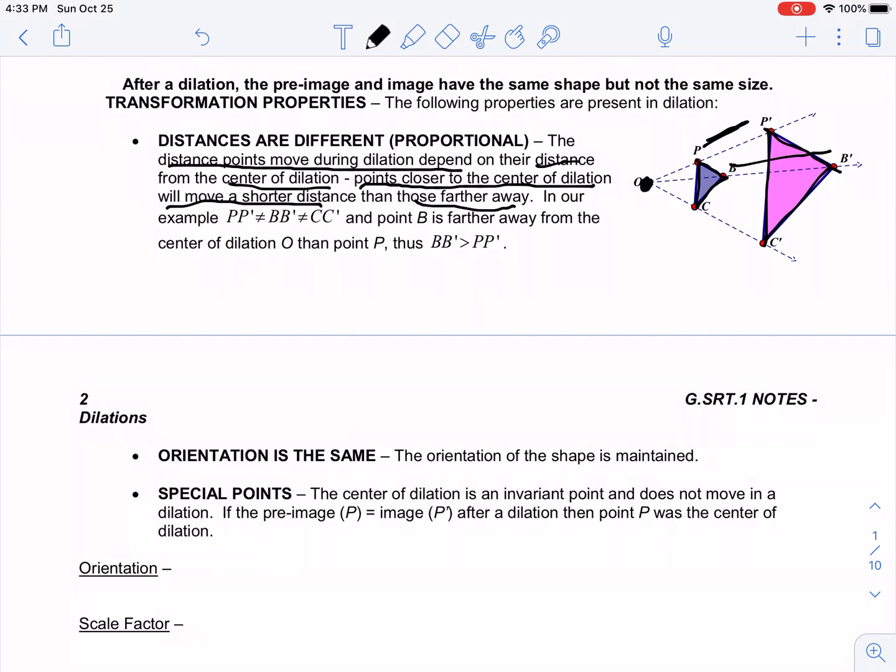In the example, they say that the distance P prime is not the same as B prime, which is not the same distance as C prime, okay? Point B is further away in our original image, further from our center of dilation, and therefore the distance it moves is further, okay?